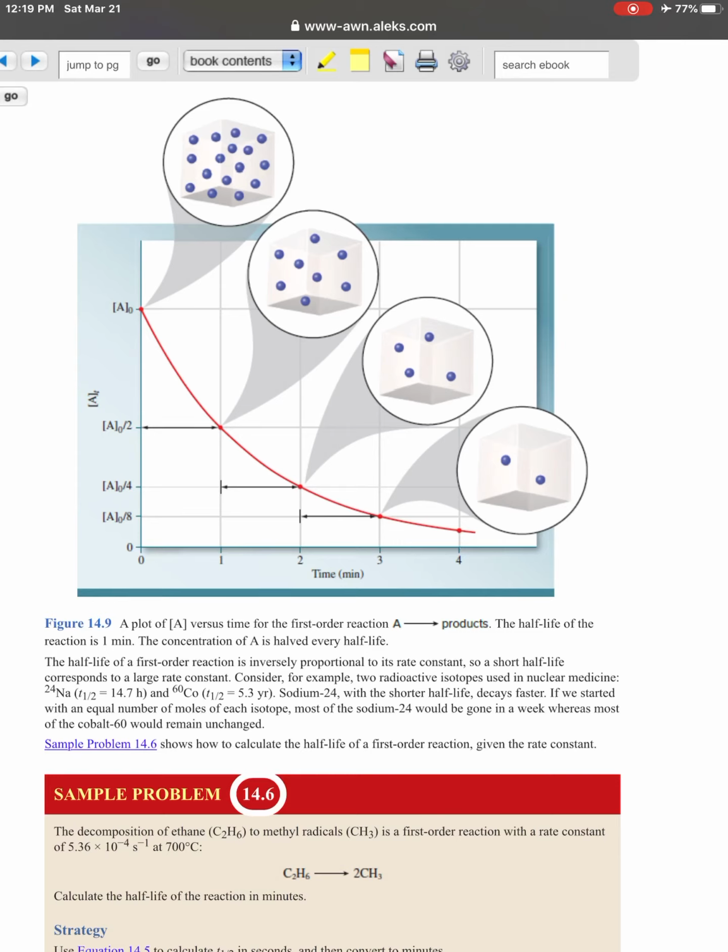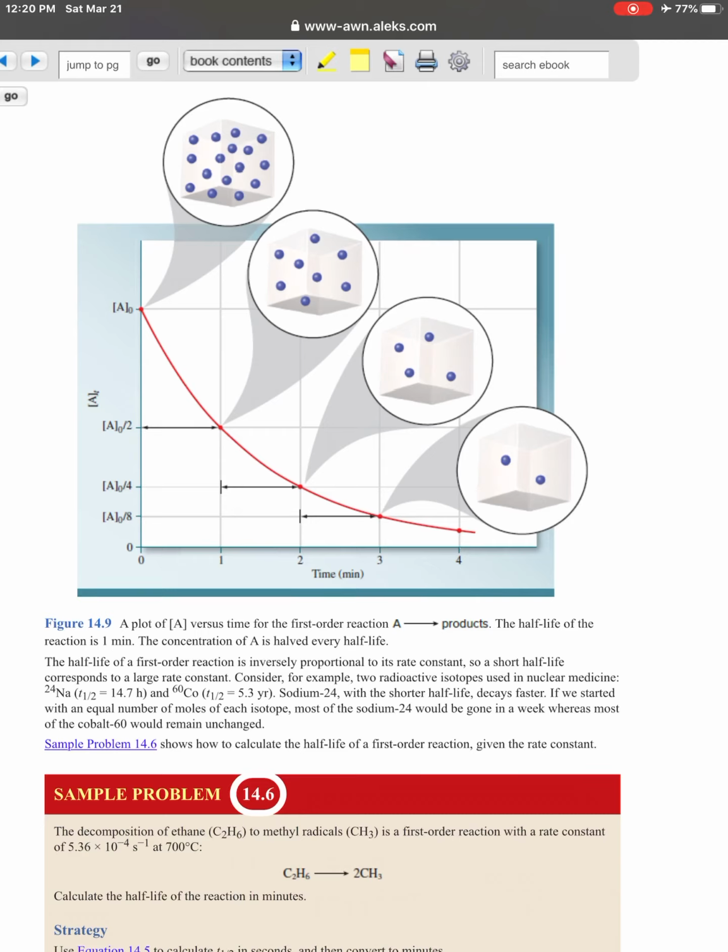The half-life of the reaction is 1 minute. The concentration of A is halved every half-life. So every half-life, the concentration of A goes down a half, 50%. You're really going to have to get practiced at thinking of what a half means. A half is 50% of what you started off with, or 0.5 of what you started off with.